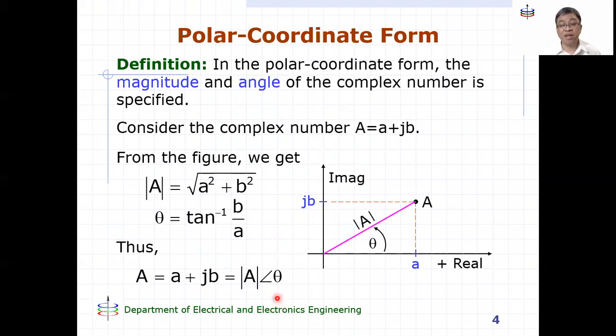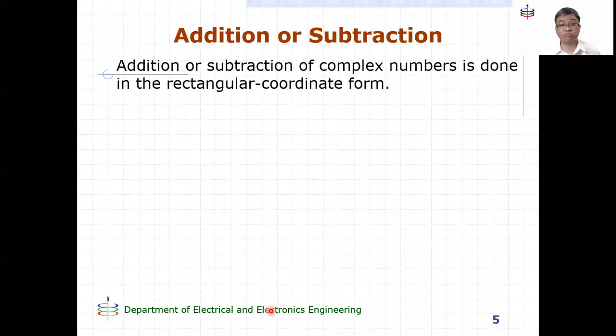So in summary, every complex number can be written in two forms, the rectangular form here or the polar form here. In the next few slides, we now proceed with the arithmetic of these complex numbers. We'll do addition, subtraction, multiplication, and division.